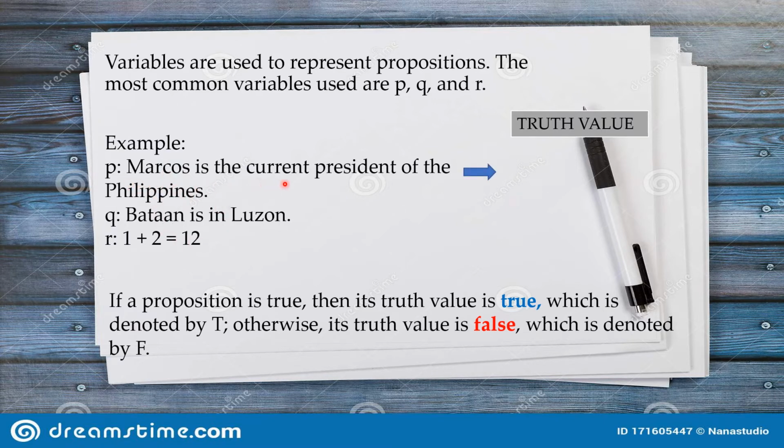P, Marcos is the current president of the Philippines. We know that Marcos is not our current president, so the truth value is false. Bataan is in Luzon, so this statement is true, therefore the truth value is true. And for proposition R, 1 plus 2 is not equivalent to 12, therefore the truth value is false. So whether it is true or false, it is still a proposition.